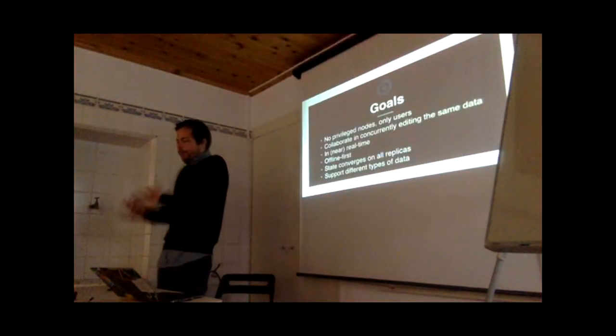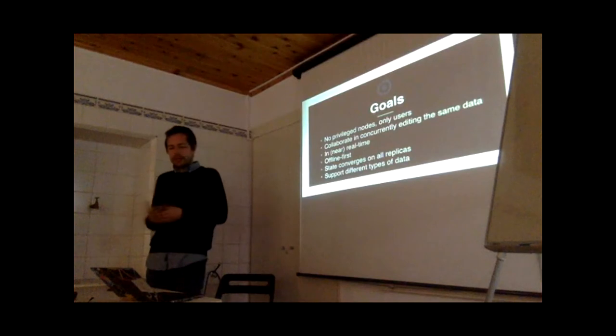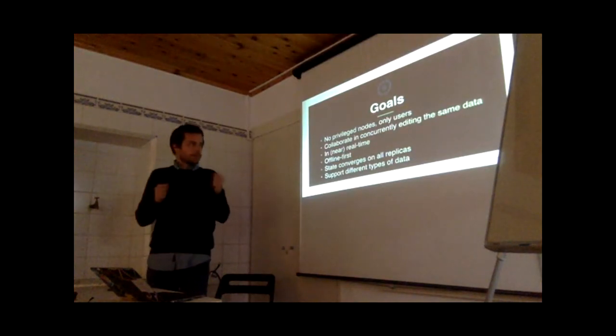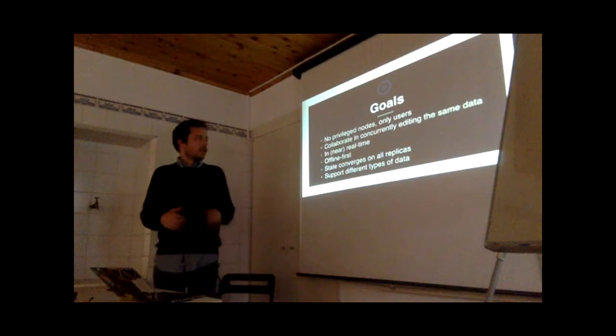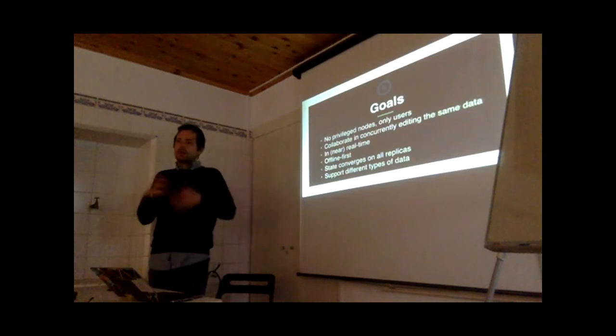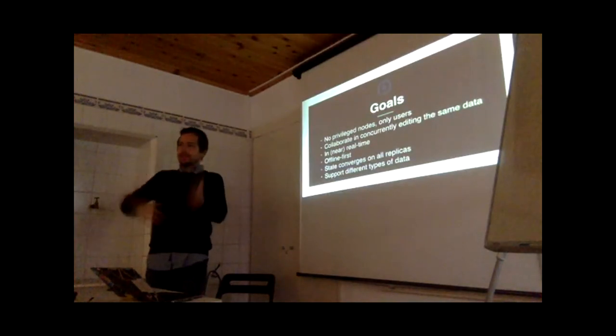So before we dive into that, I'm just going to state some brief goals. I want to have a completely decentralized system, so no privileged nodes here, only users. If I'm editing a document, you're editing a document, I connect directly to you. If you're all editing a document, we all connect to each other somehow. You can all collaborate in concurrently editing the same data. You don't have to take turns editing, much like Google Docs, you can edit at the same time.